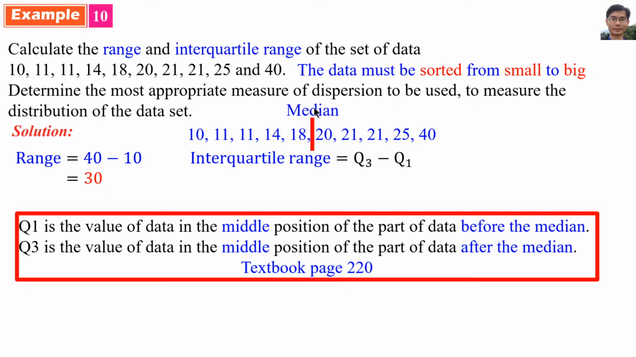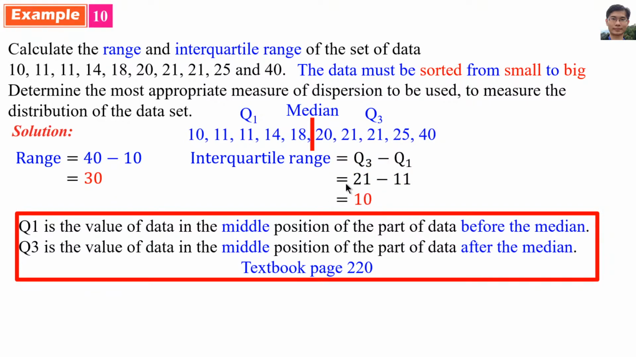So we need to find the median. Here is the median, so the left part has 5 data and the right part also has 5 data. Then we find the first quartile. Within the 5 data, 11 is the middle, so this one is the first quartile. And then after the median there are 5 data, in the middle is 21, so this one is the third quartile. So the interquartile range equals 21 minus 11, which equals 10.